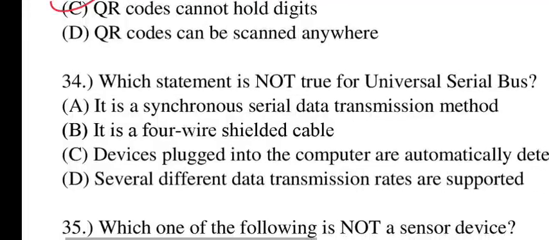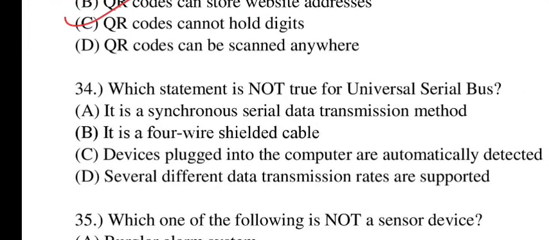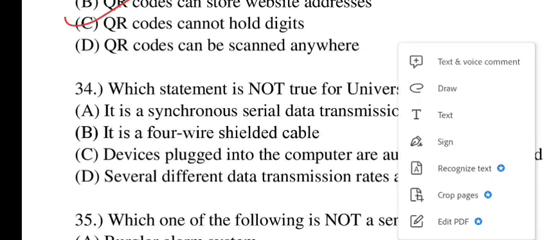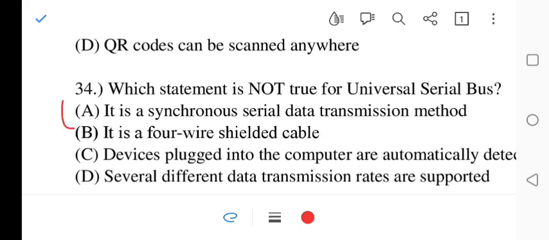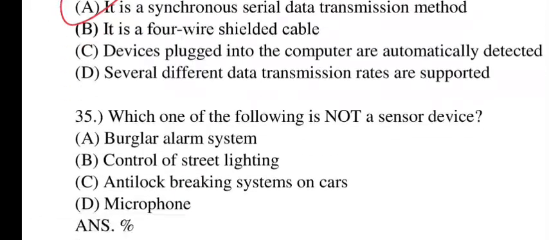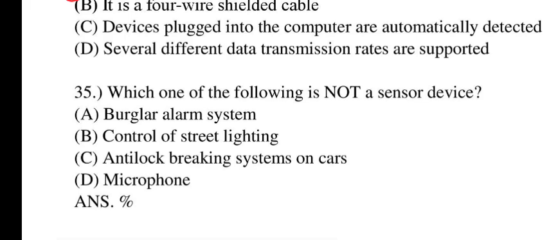34 says, which statement is not true for universal serial bus? In short, USB, which you often use. ABCD. A, it is a synchronous serial data transmission method. B, it is a 4-wire shielded cable. C, devices plugged into the computer are automatically detected. D, several different data transmission rates are supported. 34, number A will be correct, it is a synchronous serial data transmission method. 34 done.